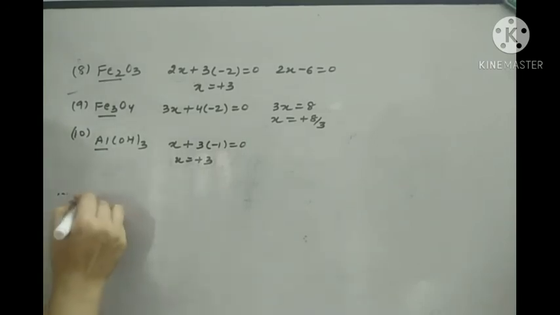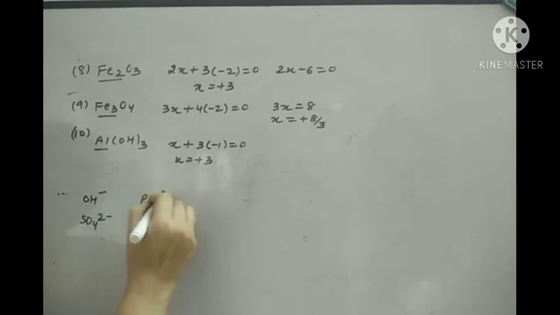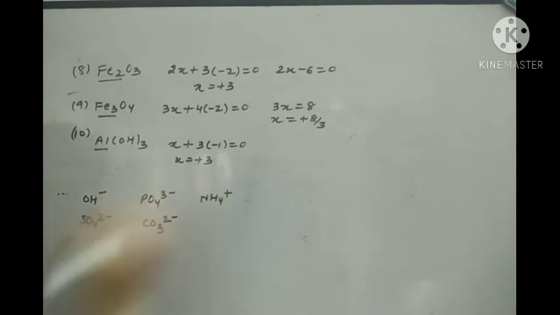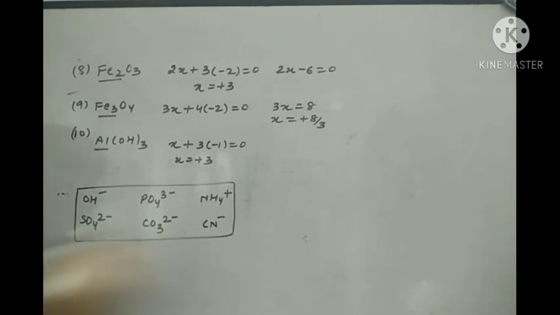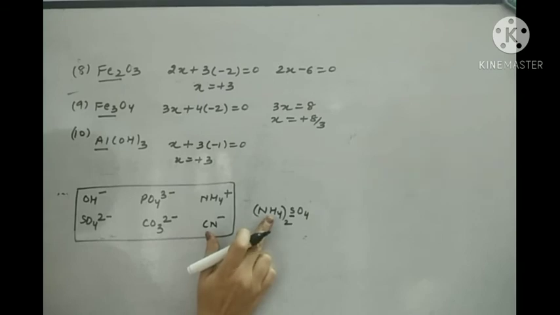Like OH is having minus 1 charge, SO4 is having 2 minus charge, PO4 is having 3 minus charge. It is sulfate, it is phosphate, this is carbonate ion, this is ammonium ion. Okay, so there are few ions whose total charge we can count. CN has minus 1 ion charge. Okay, so I will use this knowledge. Suppose if the question is find out the oxidation state of sulfur here.